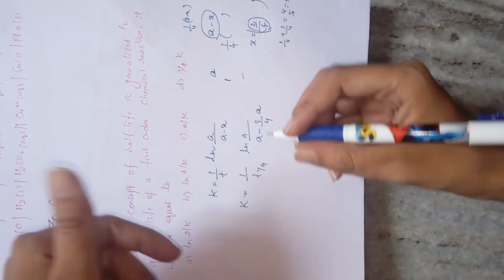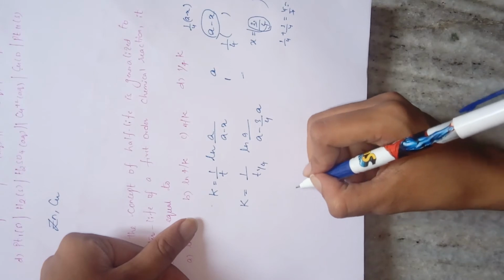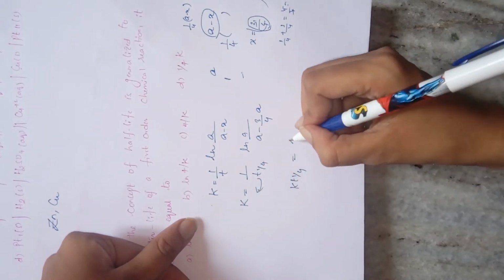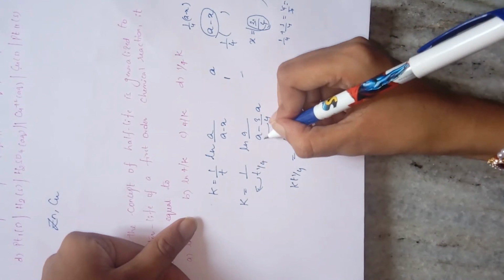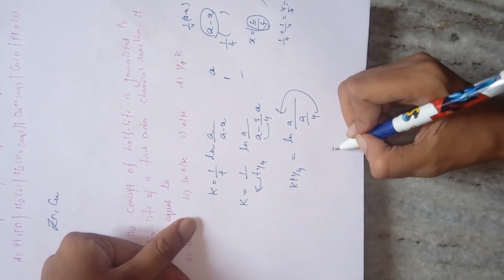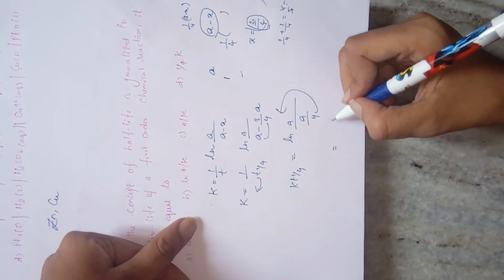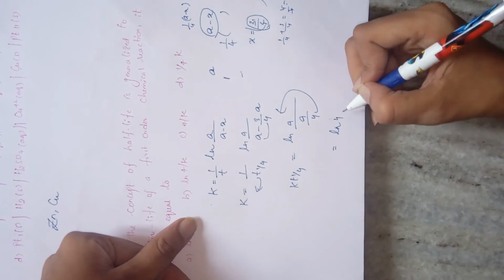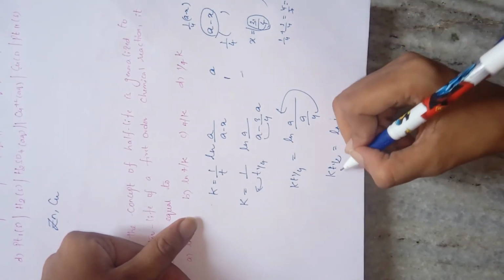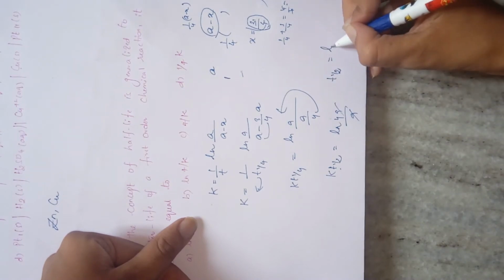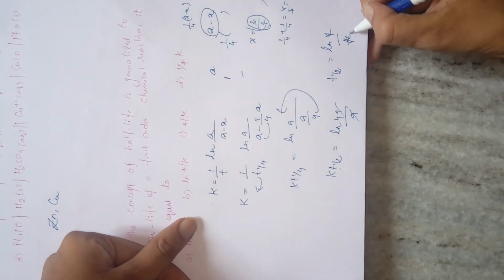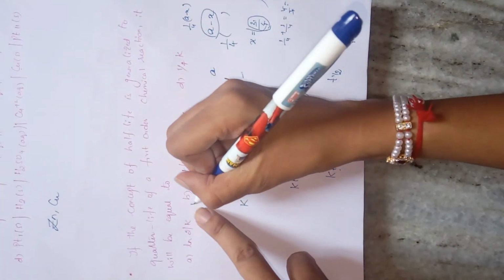Now if you solve this, k t half equals ln a by (a by 4), that is, a minus 3a by 4 is a by 4. So this will go in the denominator. So this is nothing but ln 4. Can I write this? Yeah, ln 4. So what is your t half? T half is equal to ln 4 by k, sorry, ln 4 by k. Yeah, this particular option, right?